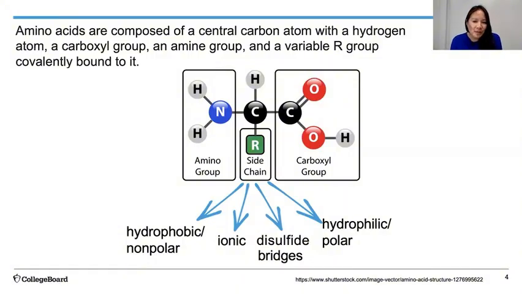So we're going to go into these R group interactions later, but our R groups have properties that are similar. So they're going to have hydrophobic or non-polar properties. They can have ionic properties. They can have disulfide bridges, and they also can be hydrophilic or polar in their interaction.